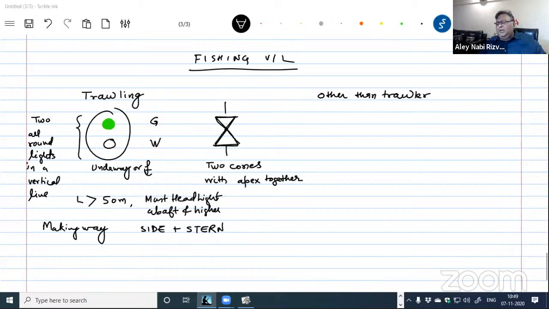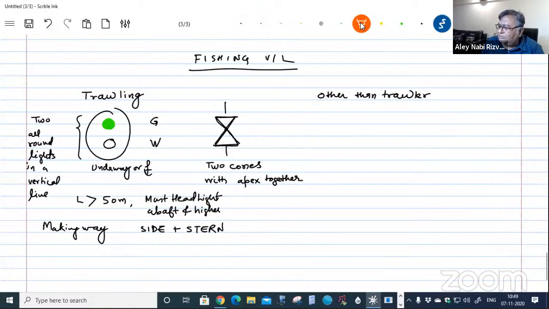So if you see only green over white, it could be underway, it could be at anchor. And if the trawler starts moving, it is going to show side lights and stern light. And if the trawler is more than 50 meter, it will have the abaft and higher light. If it is less than 50 meter, it is not obliged but may do so. The same rule. Now let's come to the fishing vessel other than trawler. Will have this becomes red, and this one, this is red, white.